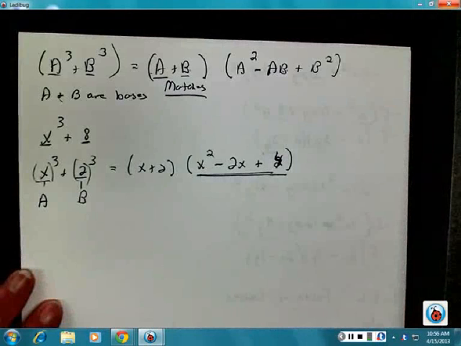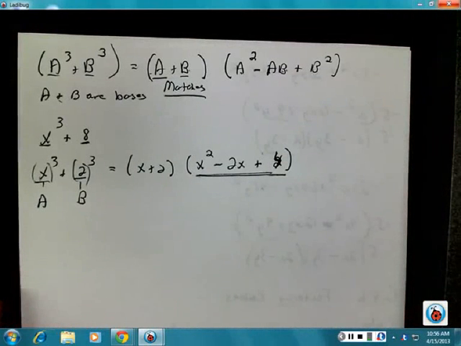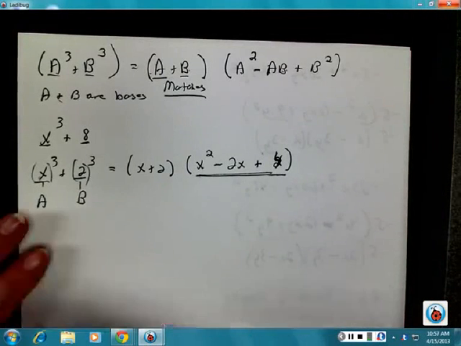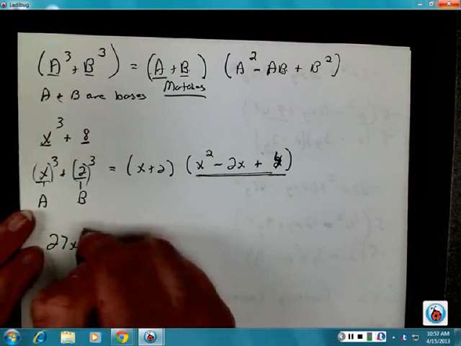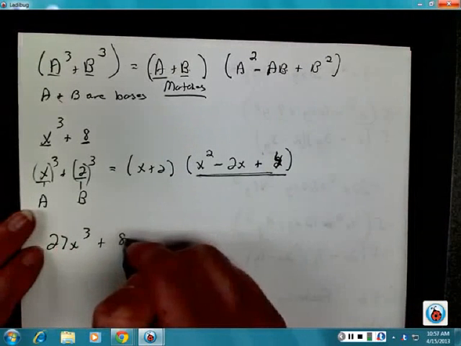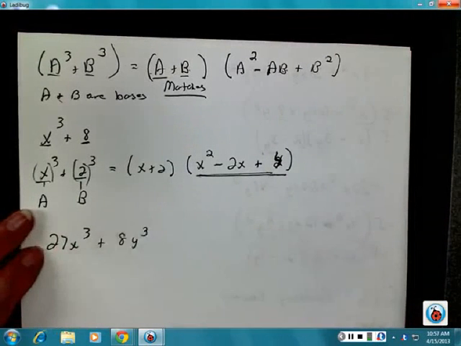So if you had this, for instance, 27x cubed plus 8y cubed.